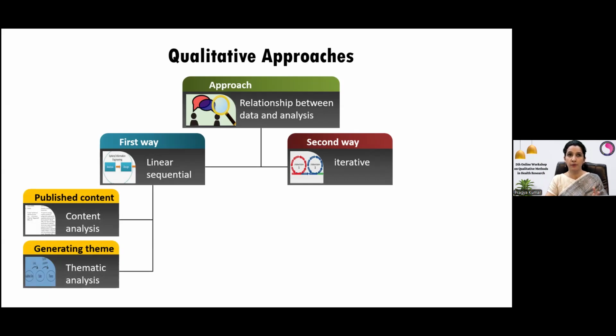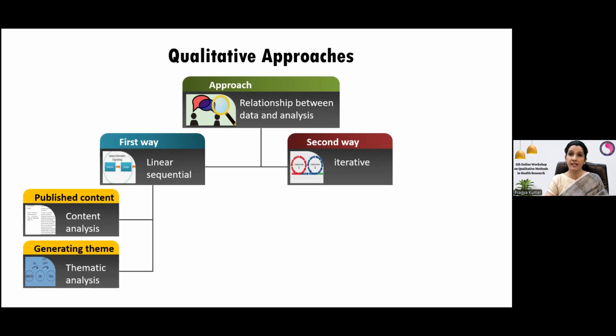Basically, there are two types of analysis or qualitative approach. First is content analysis. If there is already published content, many people do qualitative analysis on whatever is there in Facebook chats or on Twitter. Especially with political analysis, a lot of content analysis is being done on the published content of social media and other sites. And if you generate themes out of that, it is known as thematic analysis. So this type of approach is known as the linear sequential.